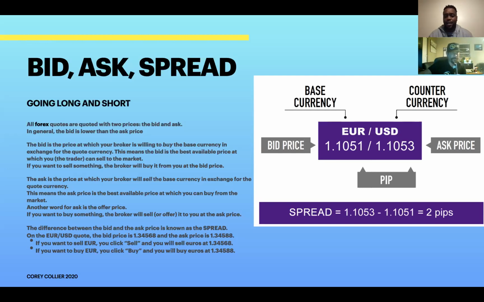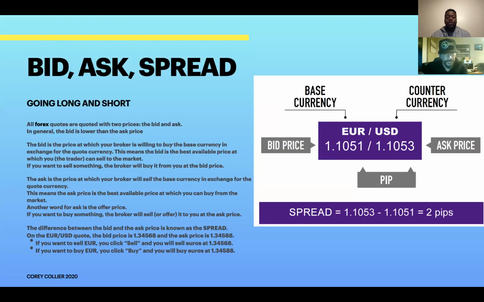To help differentiate between a bid and ask, I like to say, think of an auction. If you're selling something at an auction, you have an ask price, right? You're asking a certain amount for, let's say, this car at the auction. The people who are coming to buy the car, they're putting in bids for that car at a certain price. That's how you can differentiate between the bid and the ask.